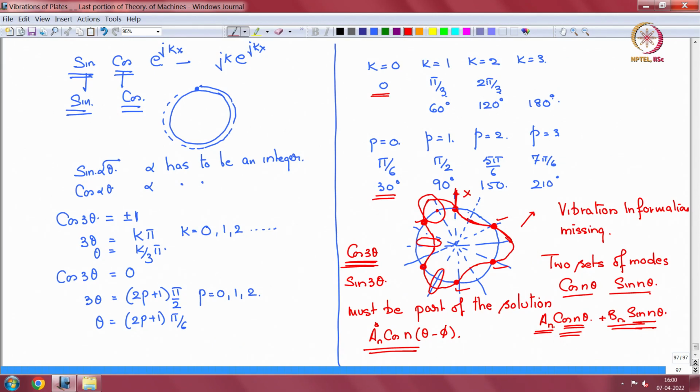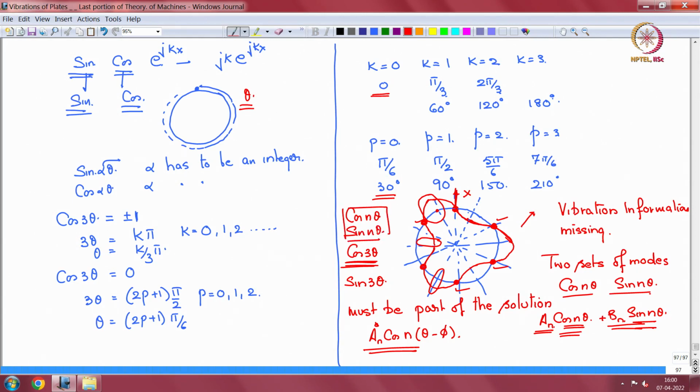So last class we left off at this point where we just mentioned that when you have circular vibrating objects that are closed in the theta direction, then you get two sets of modes, otherwise the information is incomplete. Okay, you will get a cos n theta type of modes and you will get sine n theta type of modes.